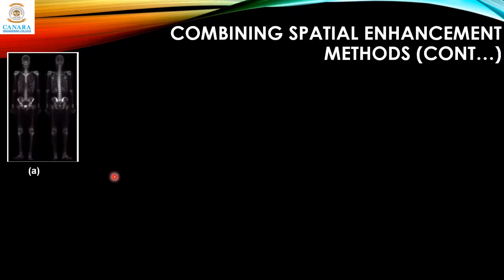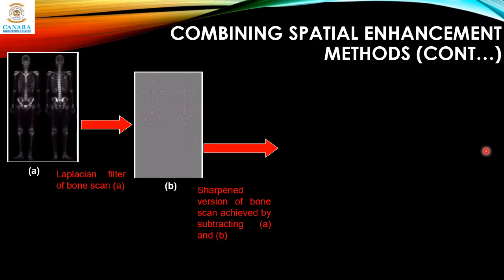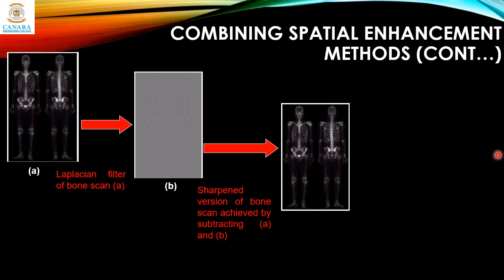So let us combine the spatial enhancement methods that we have studied till now. This is the input image. This is a whole body nuclear scan image of a bone, and the goal is to enhance this image. So first step, we'll take the Laplacian of this image using the Laplacian filter, so we can extract the edges. Now if you subtract this B from A, you get the enhanced version like this.